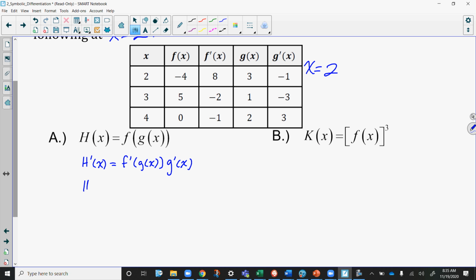So here I'm going to say h prime of 2 will be equal to f prime of g of 2 times g prime of 2. And we don't have to actually figure these out. We can pick these values directly from the table as it was given to us. So f prime of g of 2, g of 2 in this case is going to be 3. And g prime of 2 in this case is going to be negative 1. And so now I need to look at the table and see, well, what is f prime of 3? And that works out to be negative 2 times the negative 1. So h prime of 2 is 2.